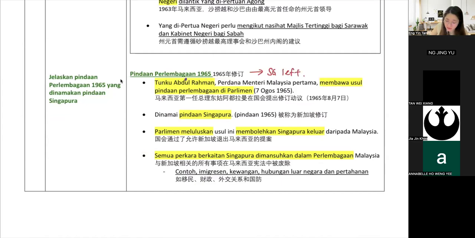That's why Tunku Abdul Rahman brought this issue to Parliament. And once everything was approved, they started to remove, or what we call abolish, 废除. They removed all the undang-undang, all the usul, all the perkara that relate to Singapore out of our perlembagaan Malaysia. By the way, examples are immigration rights, financials, hubungan diplomatic, all those rules and regulations related to Singapore. Everything abolished. Itu saja.